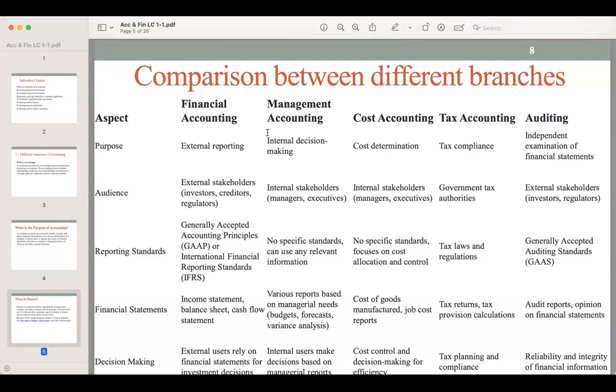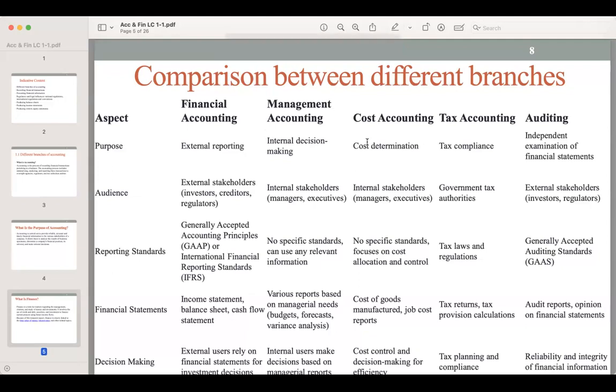Then we talk about management accounting. Management accounting is concerned with providing financial information to internal stakeholders, primarily managers, to support decision making and strategic planning. It also involves analyzing cost, budget, and performance data to help managers make informed choices about resource allocation and achieving the organization's goals.